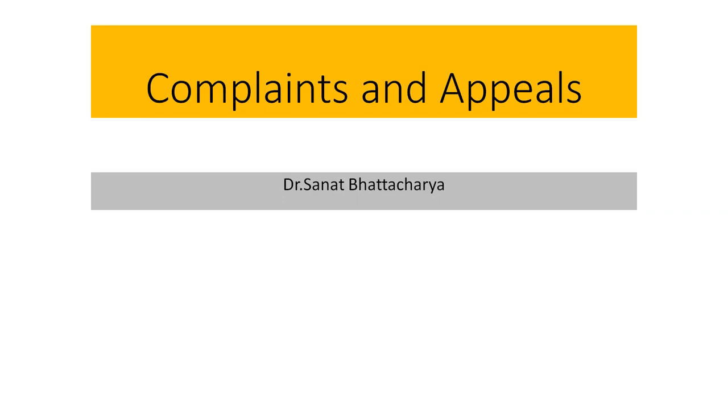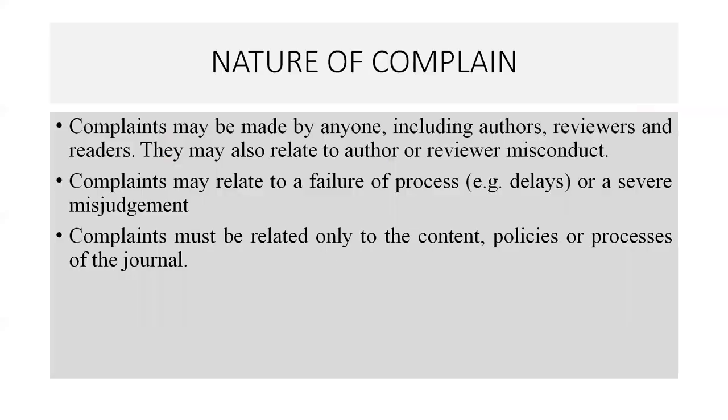That is, in your paper's case, how to complain. You send your paper for publication to a good journal, how to complain and appeal for that. So, what type of complaint, the nature of the complaint? A complaint may be made by anyone, including author, reviewer, reader. They may also relate to author or reviewer misconduct. I already showed the misconduct in abuse of peer review. A complaint may relate to failure of process, misjudgment. A complaint must relate only to the content, policy, and process of the journal.